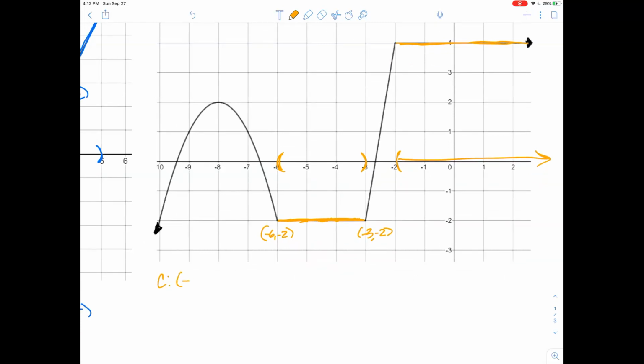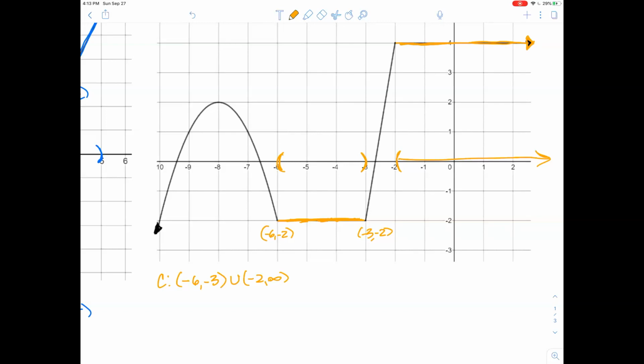So between -6 and -3, open, and a union. Again, with your homework, just put a comma between them. And between -2 and infinity. And we're just assuming infinity because of that arrow indicating that that function's just going to continue along that path.